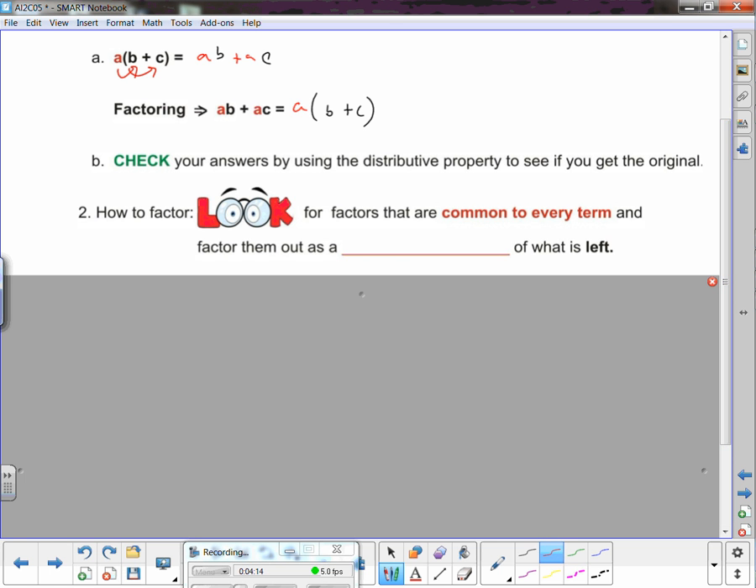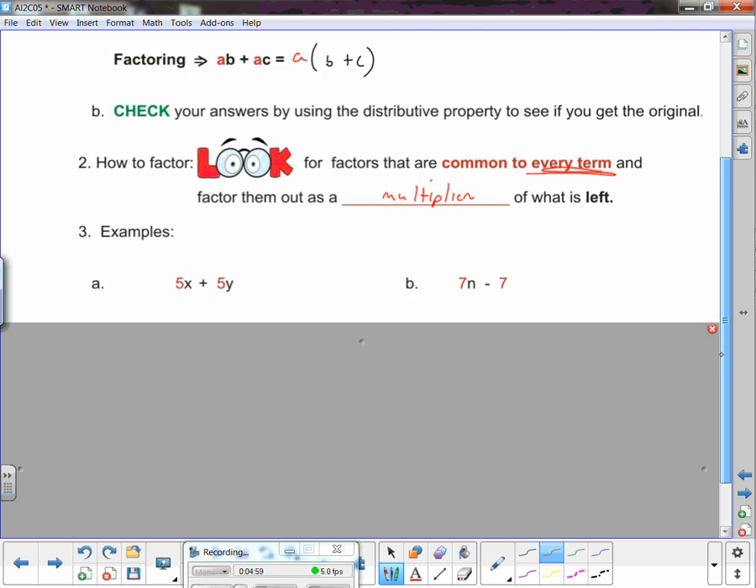All right, how do you do it? Look for factors that are common to every term. And that's the key there. The factors have to be common to every term and factor them out as a multiplier of what's left. Factor them out as a multiplier. Right? When we did the distributive property in reverse, if you look up at the top, isn't that A a multiplier of what's left? Right, so the A came out, we put a parentheses, and what was left was the B plus the C, and the A is a multiplier of the B plus C. So when you factor out common factors, what comes out is a multiplier of everything that's left.